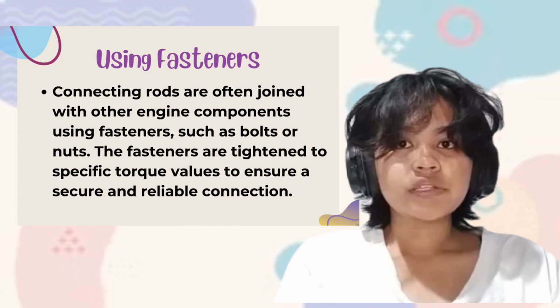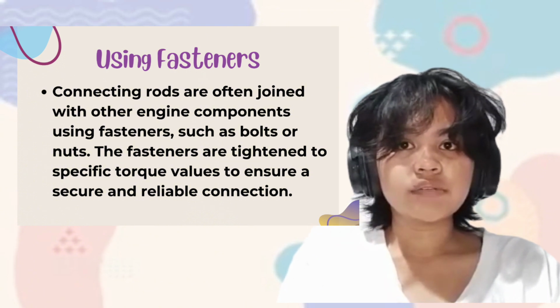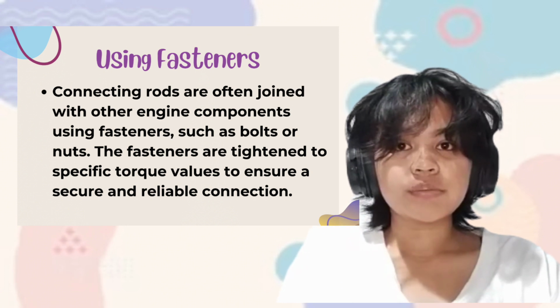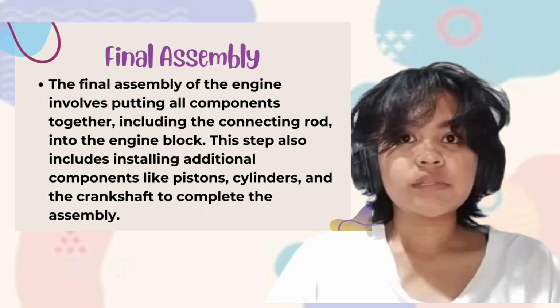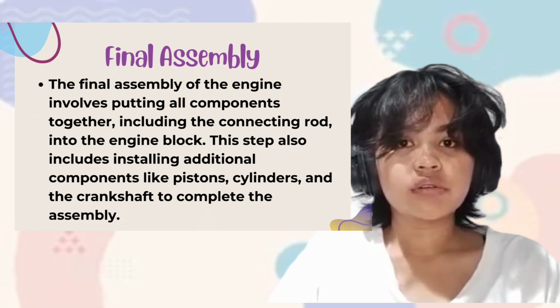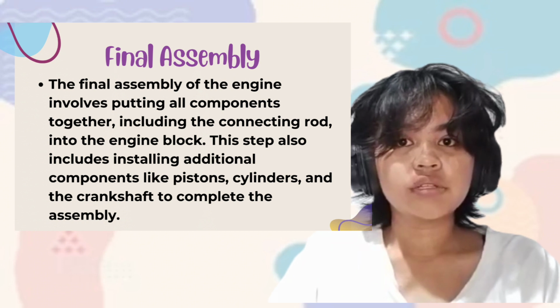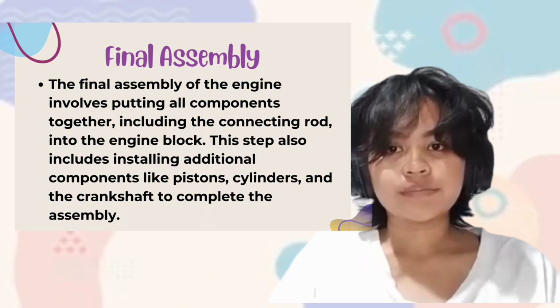Next, using fasteners. Connecting rods are often joined with other engine components using fasteners such as bolts and nuts. The fasteners are tightened to specific torque values to ensure a secure and reliable connection. Last, final assembly. The final assembly of the engine involves putting all components together, including the connecting rod, into the engine block. This step also includes installing additional components like pistons, cylinders, and crankshaft to complete the assembly.